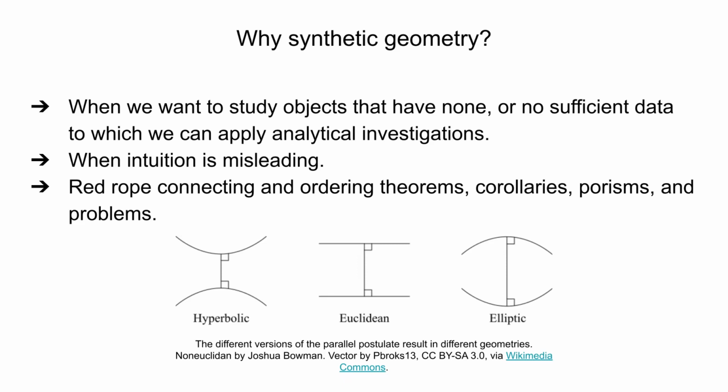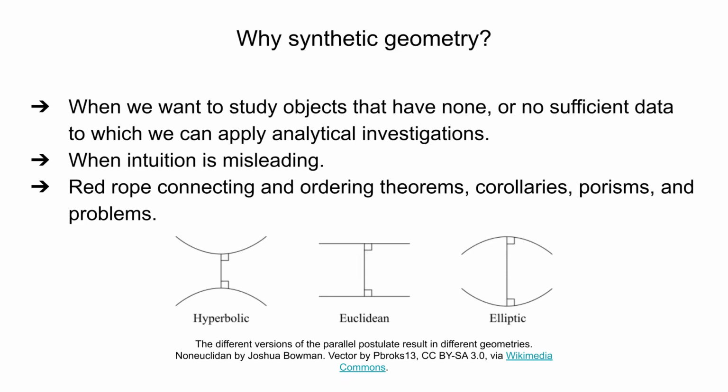Why should we use synthetic geometry? Well, for example, when we want to study objects that have unknown or no sufficient data to which we can apply analytical investigations. This is the case for all transcendent objects. We can only measure the material aspect of them, but not their real or total aspect. Further, it can be helpful when intuition is misleading, which seems to be the case when speaking about time. Evidence for it is that different languages have very different understanding of time.